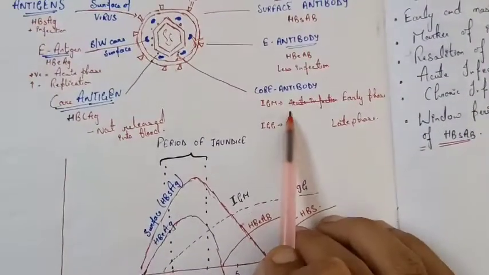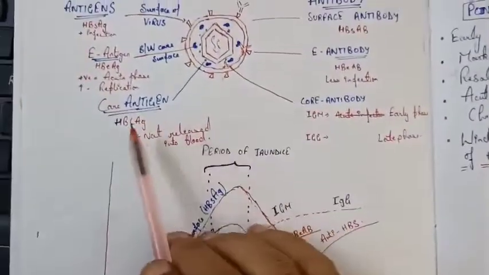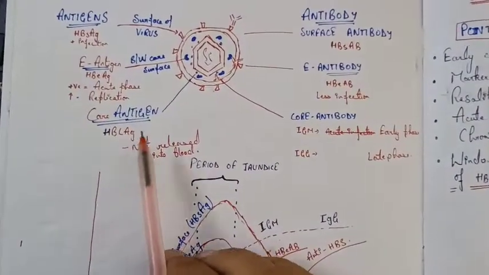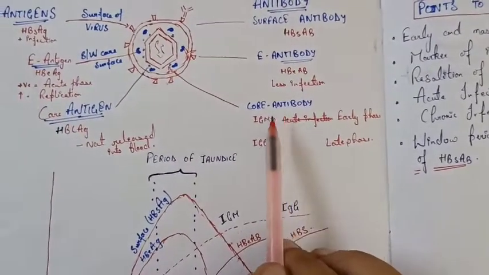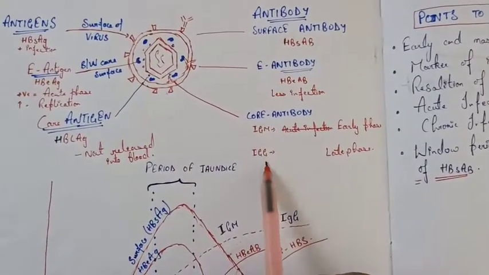Now talk about core antibodies. As I told you, core antigen does not appear in the blood, but the core antibodies appear in the blood. There are two core antibodies, IgM and IgG antibody.